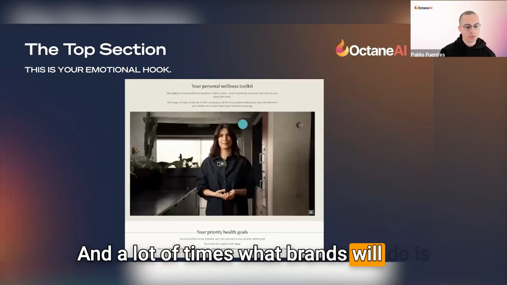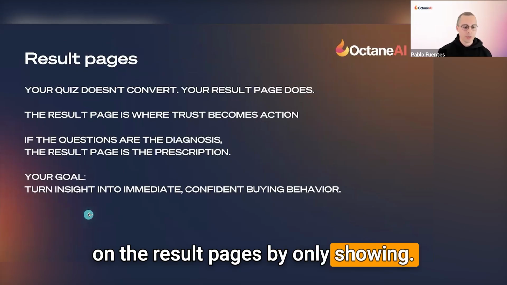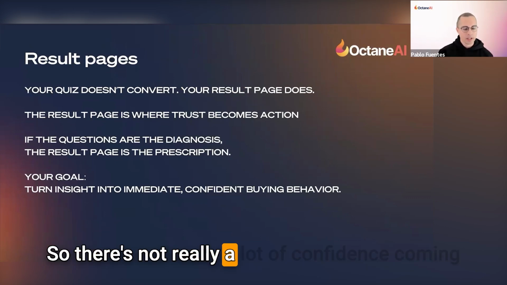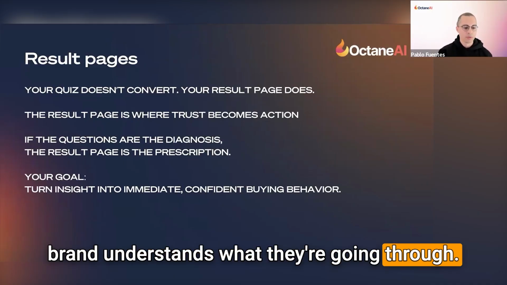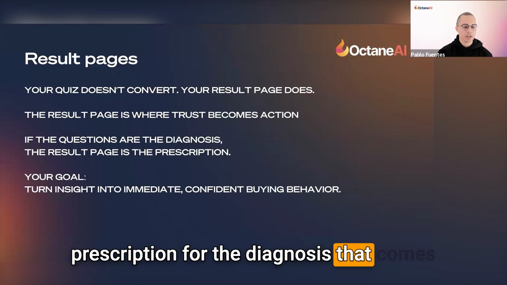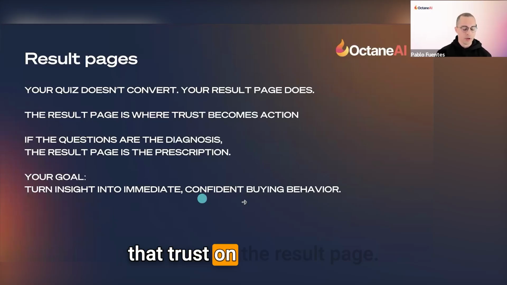And a lot of times what brands will do is they will have a big missed opportunity on the result pages by only showing, here are your recommended products, and then showing either 1 to 5 SKUs. And there's not a lot of context there. So there's not really a lot of confidence coming from the customer's perspective that the brand understands what they're going through. And so if you really want to think about the result page, it's almost like the prescription for the diagnosis that comes from the quiz questions and answers. So it's really important to build that trust on the result page.